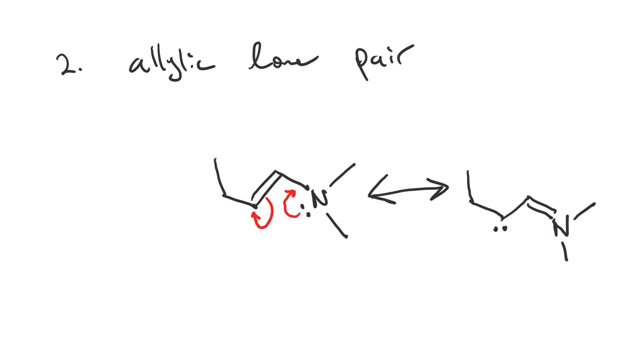So notice I've created some formal charge here. This nitrogen went from neutral to positive, and the carbon went from neutral to negative. Of these two resonance structures, the one on the left is a more important contributor because neutral is better than charged. More stable, that is. Remember, non-zero formal charges destabilize a structure.